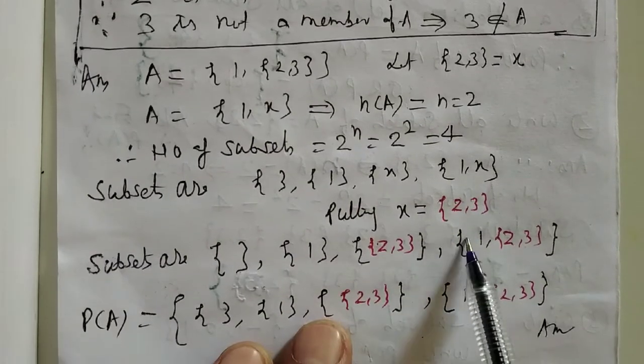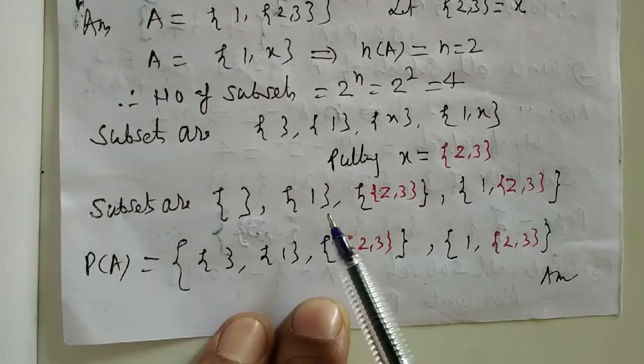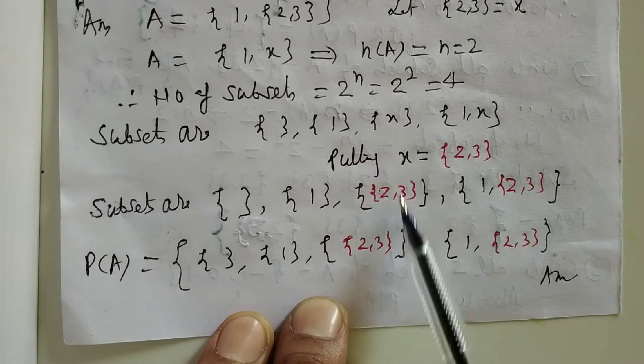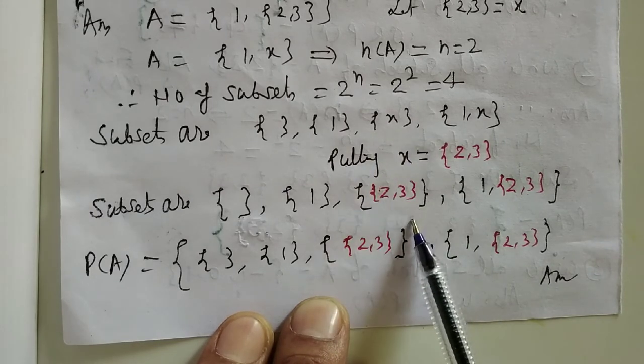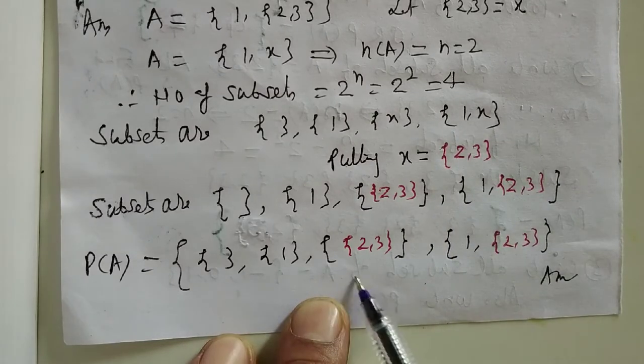Put the value of X is equal to {2, 3}. So the subsets are blank, {1}, {{2, 3}}, and {1, {2, 3}}. X का वैल्यू {2, 3} और एक ऑलरेडी ब्लैक ब्रैकेट है और यहाँ पर {1, X}, {1} और {X}. So power set is a collection of all the subsets.